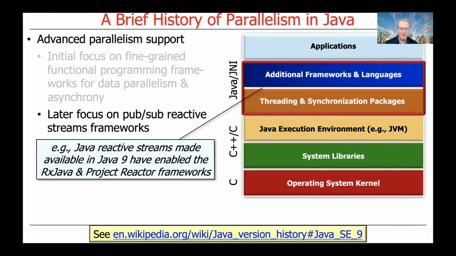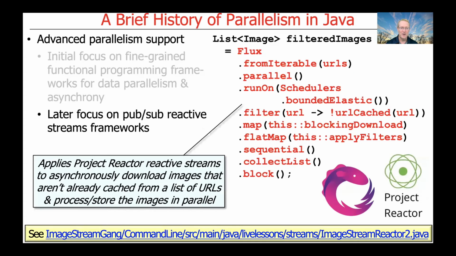Later versions of Java, in particular Java 9 and beyond, focused on pub/sub reactive streams. These were introduced with Java 9 with the Flow API, and then there are also a whole variety of different frameworks that implement the reactive streams APIs, including RxJava and Project Reactor. They provide a more seamless integration of pub/sub and asynchronous processing and streams together.